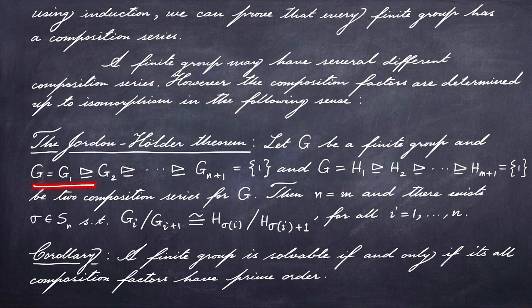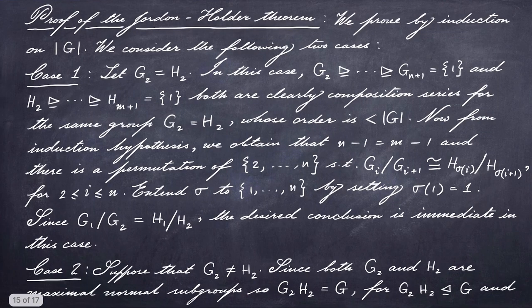is the same as the first factor group of the first original composition series, and the first factor group of the second given composition series, they are the same. So that is one. Therefore, once we extend this sigma to 1 up to n by setting this, we indeed prove the desired conclusion.